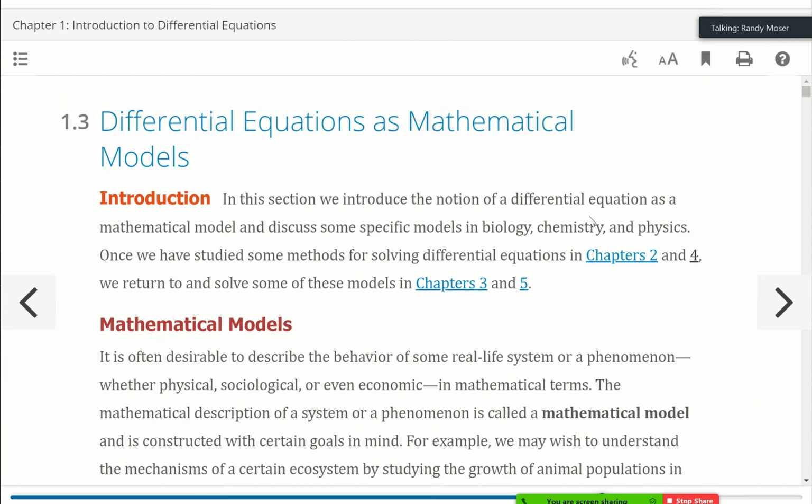In section 1.3, we're going to look at differential equations as mathematical models. In this section, we introduce the notion of a differential equation as a mathematical model and discuss some specific models from biology, chemistry, and physics.